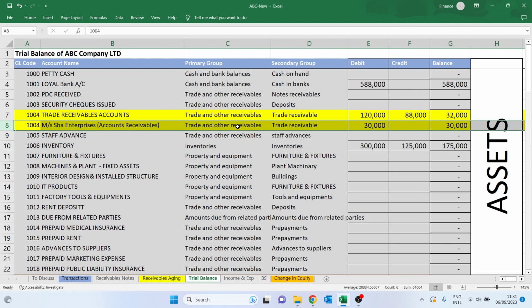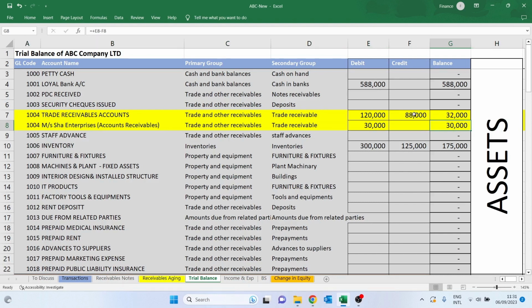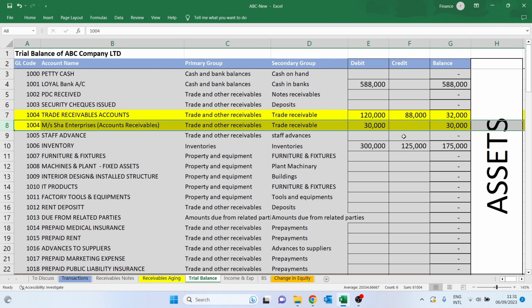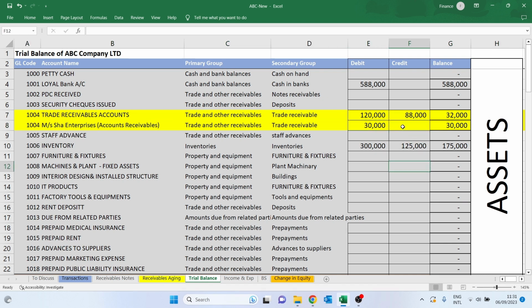Okay, so now I'm going to transfer this 30,000 to the general trade receivable account, so this account will become zero. How will we do that? This is a debit balance in Messrs. Shah's account, so we will just make an adjusting entry. This is a debit balance, right?